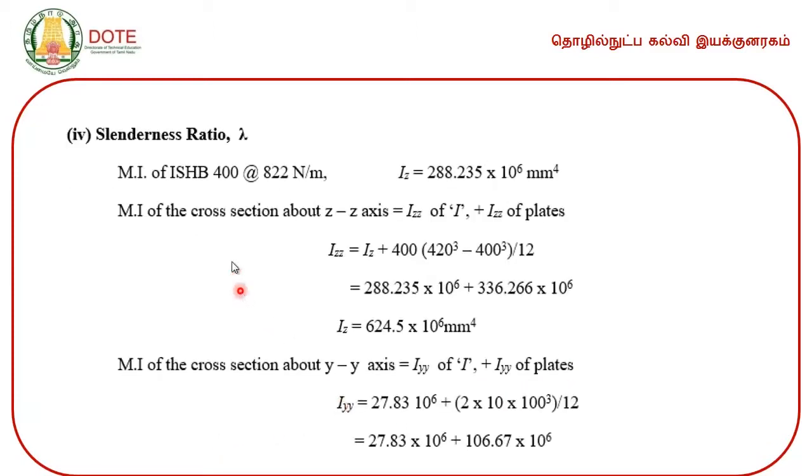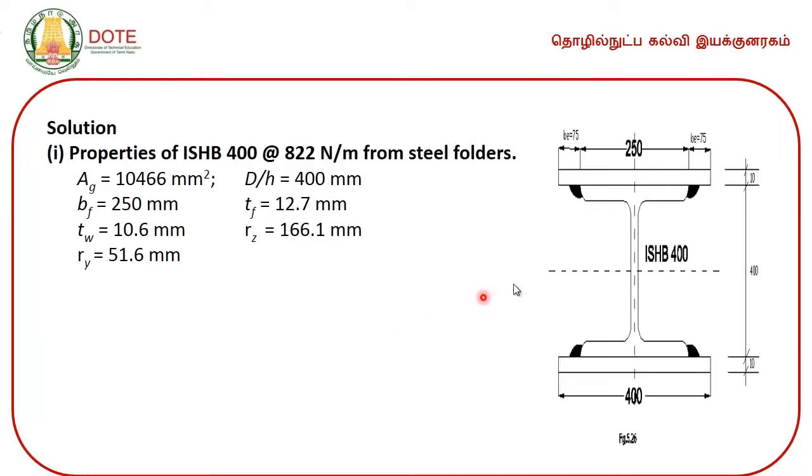So, we will directly get into the slenderness ratio calculation, and the only thing is that this is a built up section, so we do not have a ready reckoner value for the radius of gyration. All these radius of gyration values denote only the ISHB, not including the cover plate. So, using the knowledge that you have gained probably in the engineering mechanics subject, you should be able to calculate the value of radius of gyration for the given built up section.